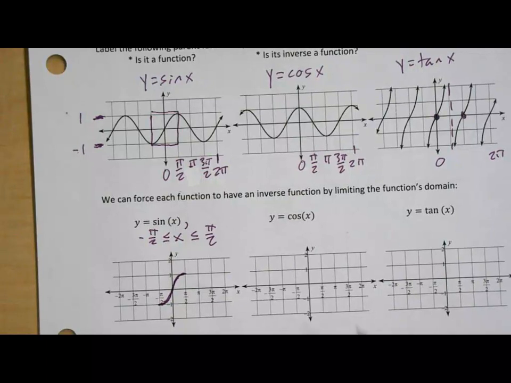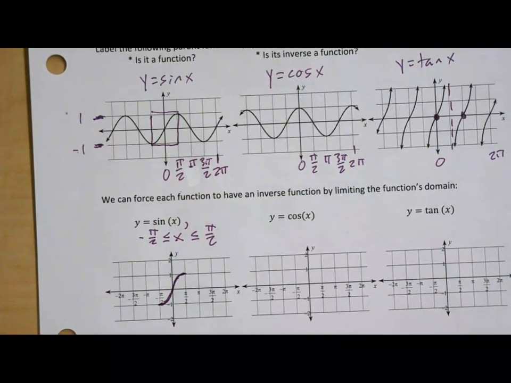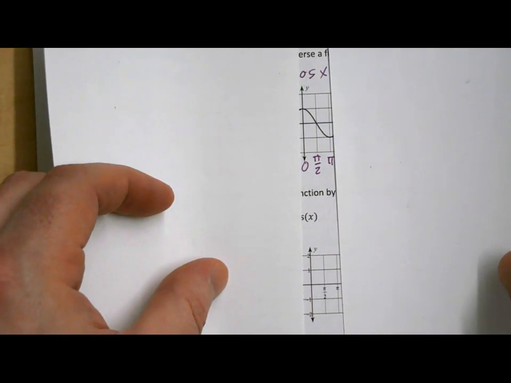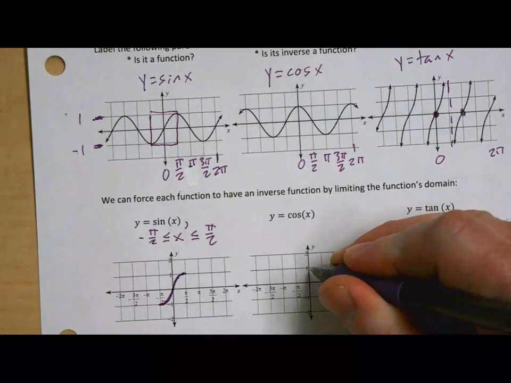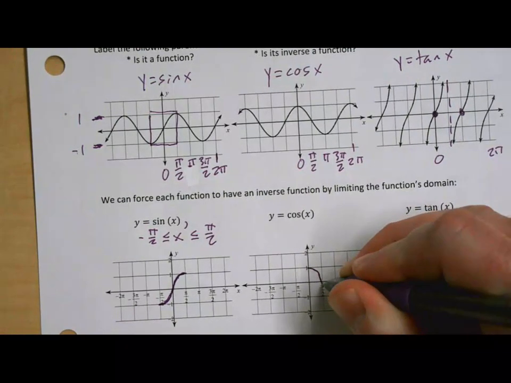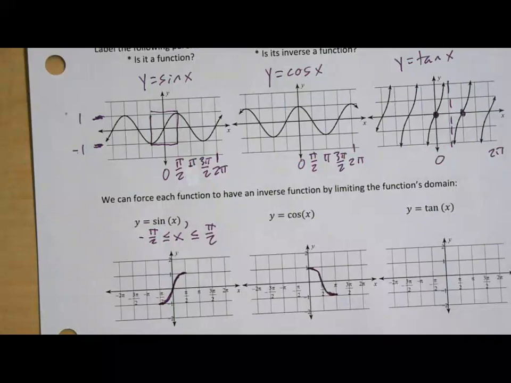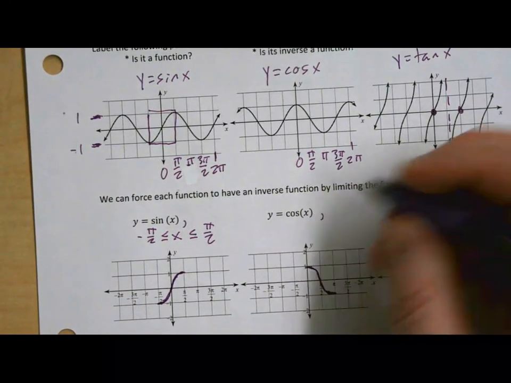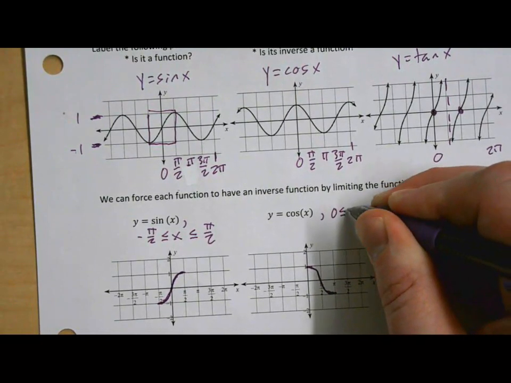Cosine. How would you chop cosine? If you were in charge, how would you chop it so that we get the full range from negative 1 to 1 and it's going to pass the horizontal line test? 0 to pi. Okay, we're all on the same page here. Yeah, for sure. So we're going to go 0 to pi. Again, make sure that you're sort of flattening at the two ends here. So for cosine, we're looking at cosine, but only the portion between 0 and pi.